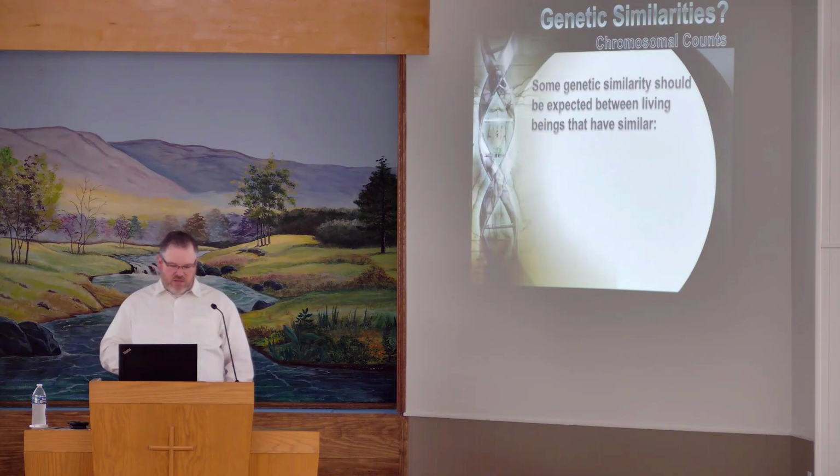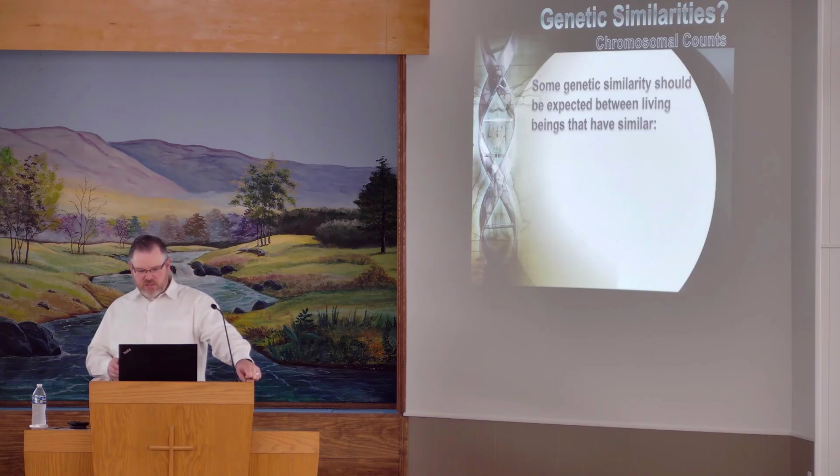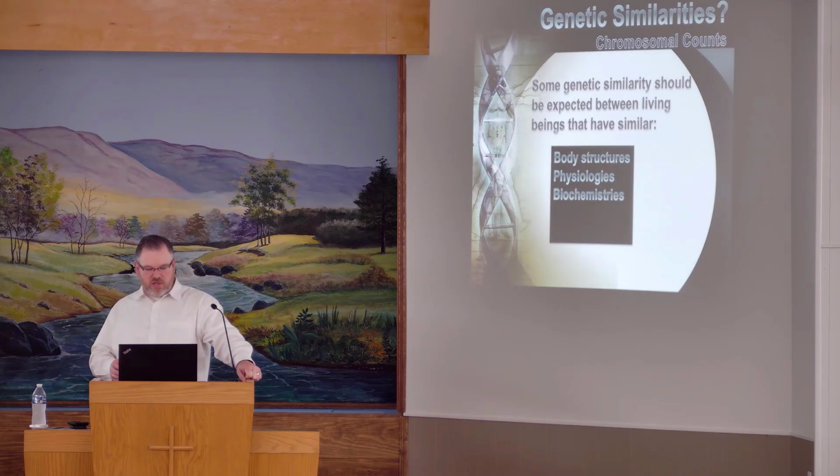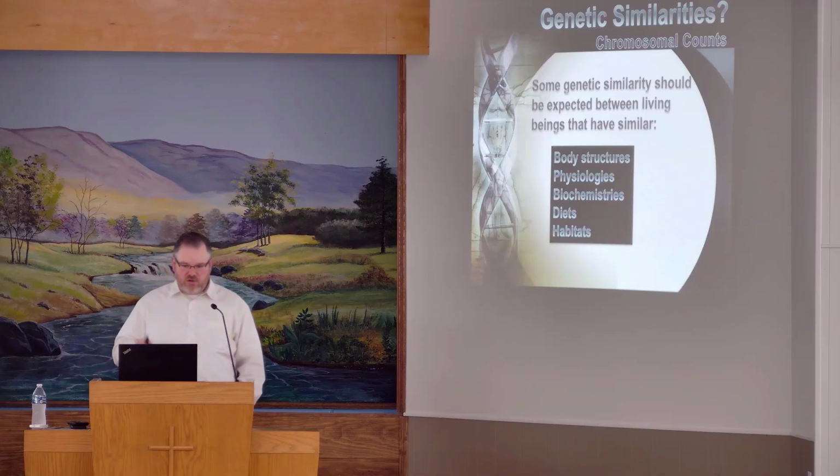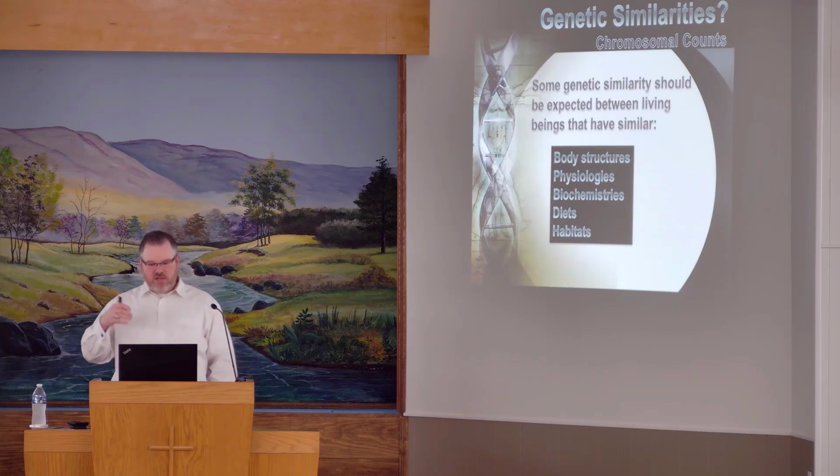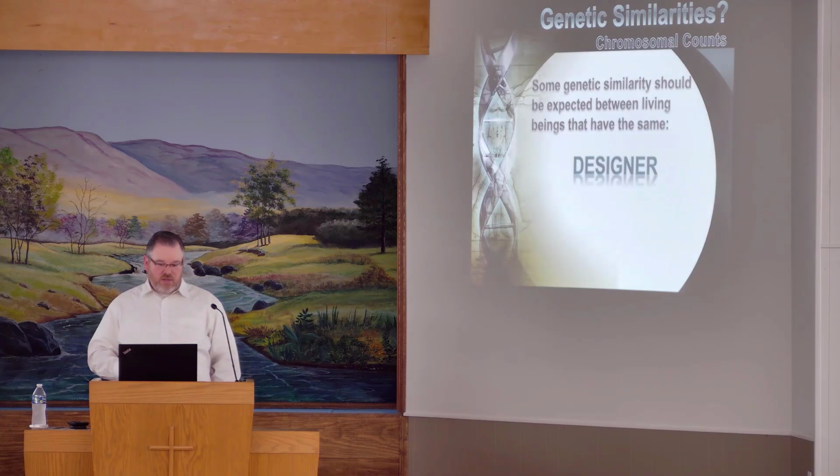Now, that said, certain genetic similarities would be completely expected given that you have similar body structures, physiologies, biochemistries, intended diets, given that certain living organisms are designed, again, for life in a similar environment, similar habitats, and ultimately given the same designer. Humans and chimps are both mammals and have very similar types of internal organs because of the environments God created us to live in. We both eat fruits and vegetables, which means our mouths and digestive systems are going to have similar characteristics. We both have eyes, ears, noses, mouths, fingers, and we get sensory information from all these body structures.